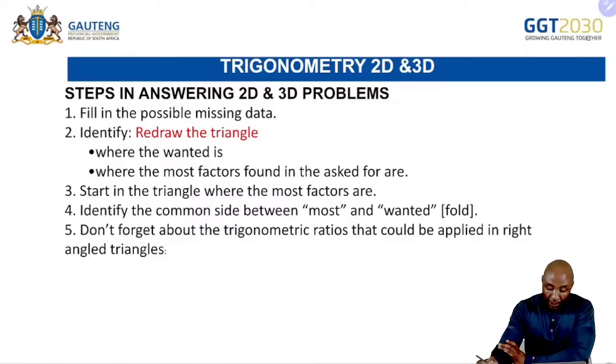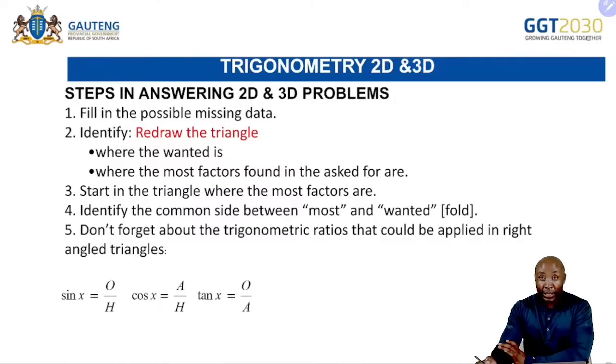The tips are, please fill in the missing information in your diagram. You must identify and redraw a triangle where the wanted is and where the most factors are found. The triangle with the most information, you use it to find what you can get next. And we must identify the common side. Folding will help you. And do not forget about the basic trigonometric ratios.